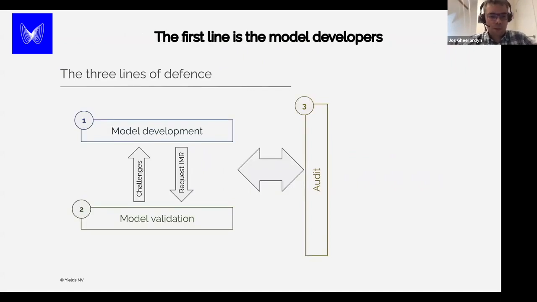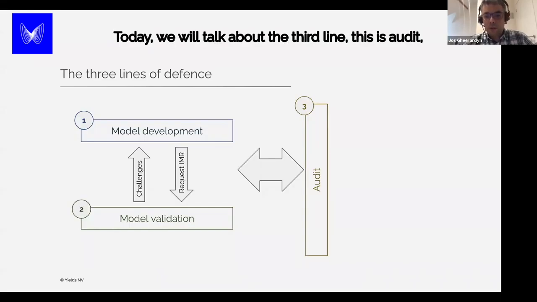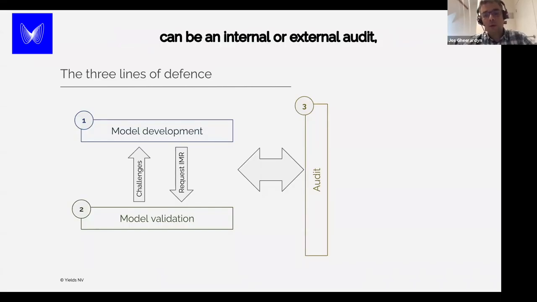The first line is the model developers, who are responsible to create proper, robust, state-of-the-art algorithms. The second line are independent model validators who review the work of the first line in an independent fashion. Today, we will talk about the third line. This is audit, can be internal or external audit, and very often also the regulators and their review actions. They are also considered to be third line of defense activities.